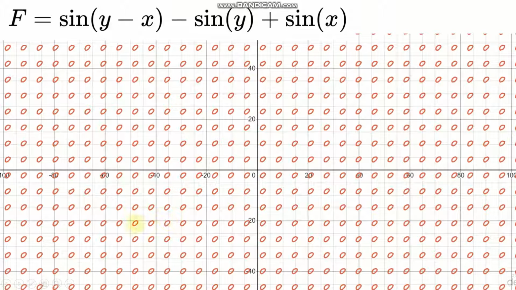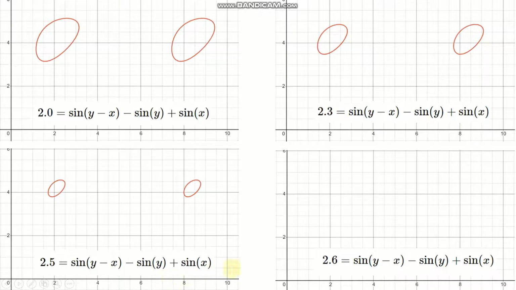First, we observe that the function makes infinitely many contours that extend across negative and positive values of x and y. Some outputs of the function are shown. At 2.5, the graph is much smaller compared to 2.3. And at 2.6, the function cannot be graphed. Then we can say that the maximum possible output of the function is between 2.5 and 2.6.